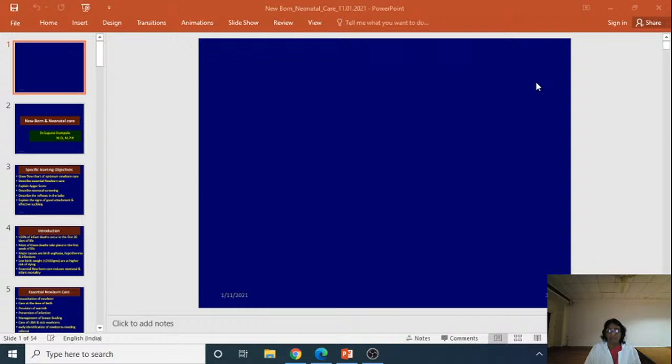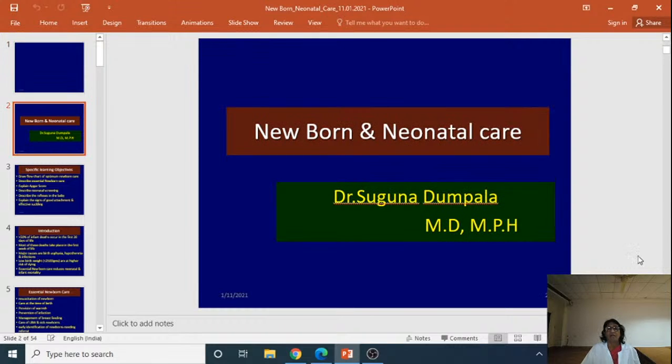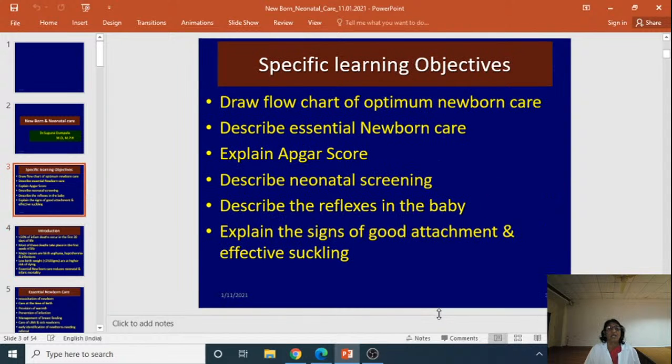So the newborn care, as you all know that I am Dr. Sugna. The specific learning objectives of this class are, at the end of the class, you should be able to draw the flow chart of optimum newborn care, describe essential newborn care steps, and also explain what APGAR score is.